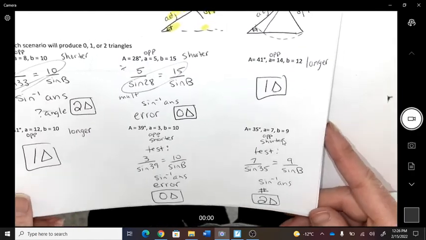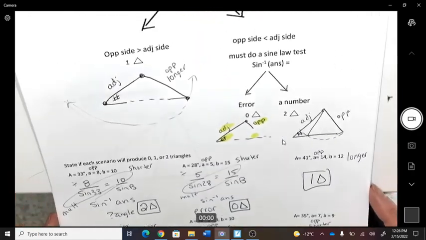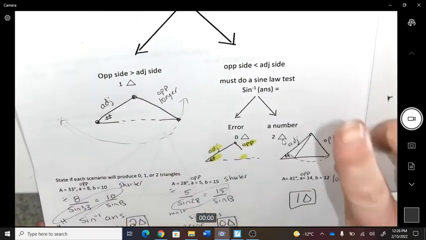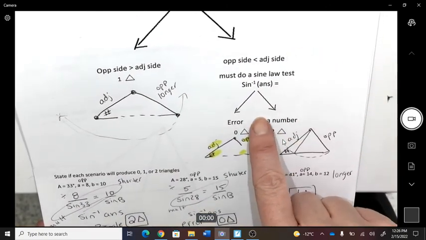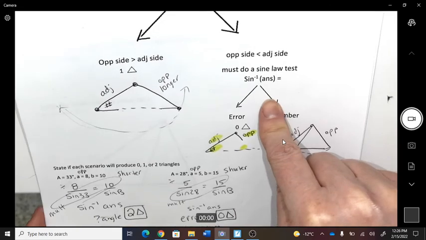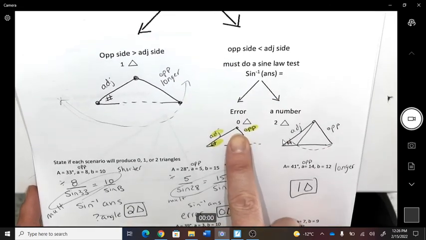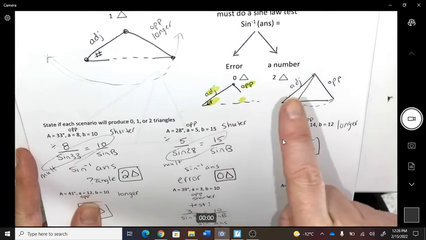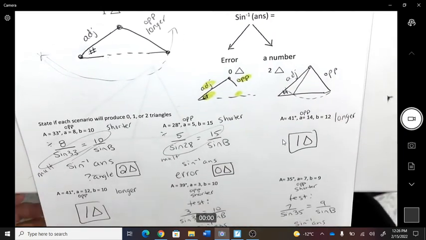Okay, so those are the 3 rules. If the opposite is longer, there's only one possible. If the opposite is shorter, we'll do the sine law check. If there was an error, it's because that situation would be there's no triangles. And if there was a number, it'd be a swinging side.